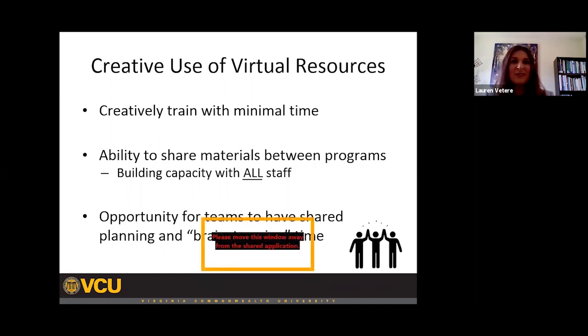We want knowledgeable staff. And then there's also the opportunity for teams to have shared planning time or brainstorming time through online Google Chats and virtual training platforms. Online discussion boards can be used as well.